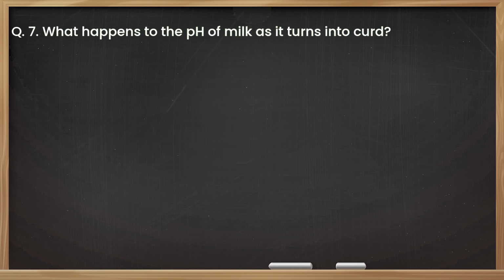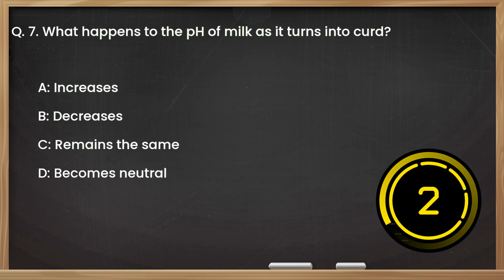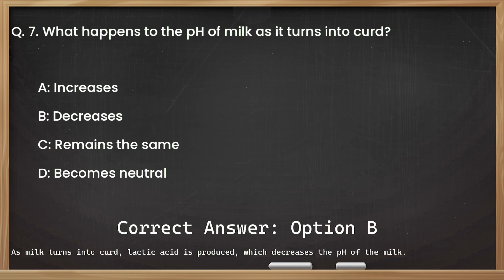Question 7. What happens to the pH of milk as it turns into curd? Option A, increases. Option B, decreases. Option C, remains the same. Option D, becomes neutral. You have 5 seconds to answer the question. The correct answer is option B, which is decreases. As milk turns into curd, lactic acid is produced, which decreases the pH of the milk.